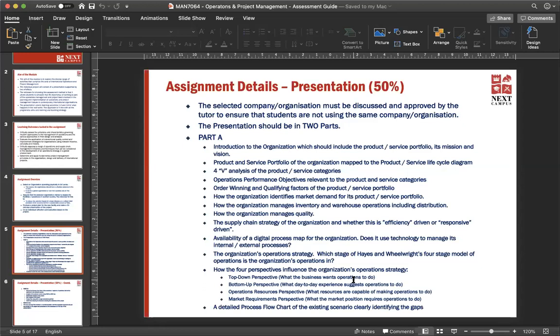There are food items that have shelf lives. Those things have to be moved, but there are restrictions in movement, right? They don't have the infrastructure to do online processing. They don't have the distribution network to do distribution. So these are some of the things that happen when you look at a market requirements operation strategy.